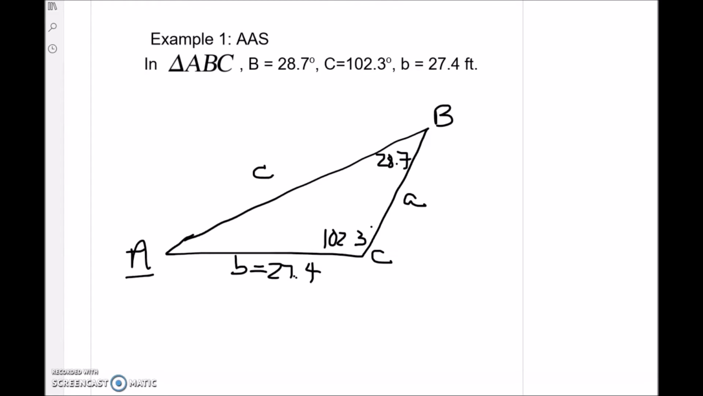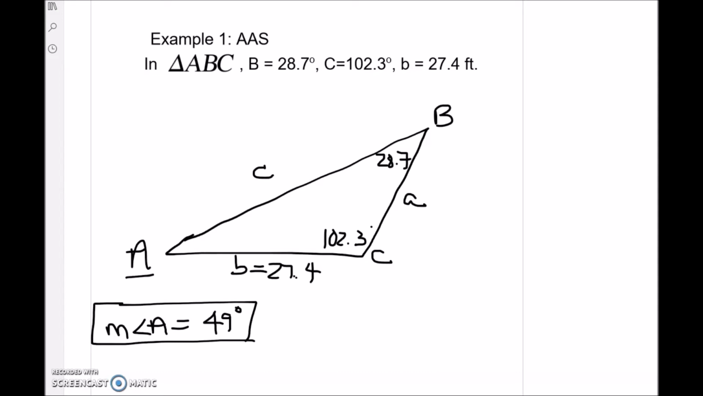All right, so first thing, I'm going to go ahead and solve angle A, because that's the easiest one. So the measure of angle A, if I just say 180 minus 28.7 minus 102.3, I'm going to get 49 degrees. Okay, and then I'm going to put a box around my answer because these problems get kind of messy, and I want to keep everything nice and orderly.